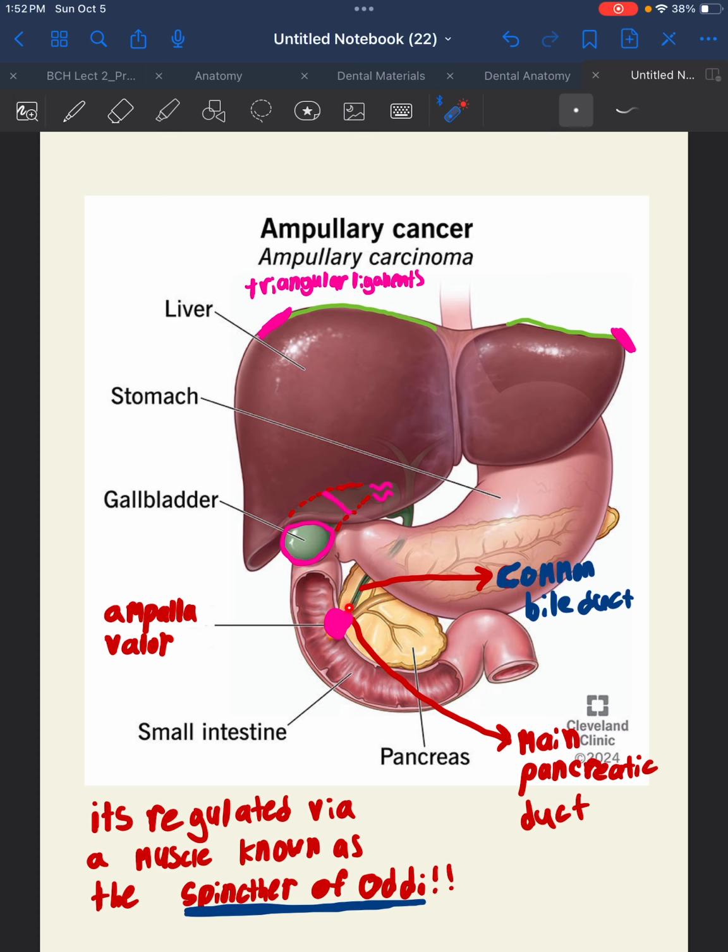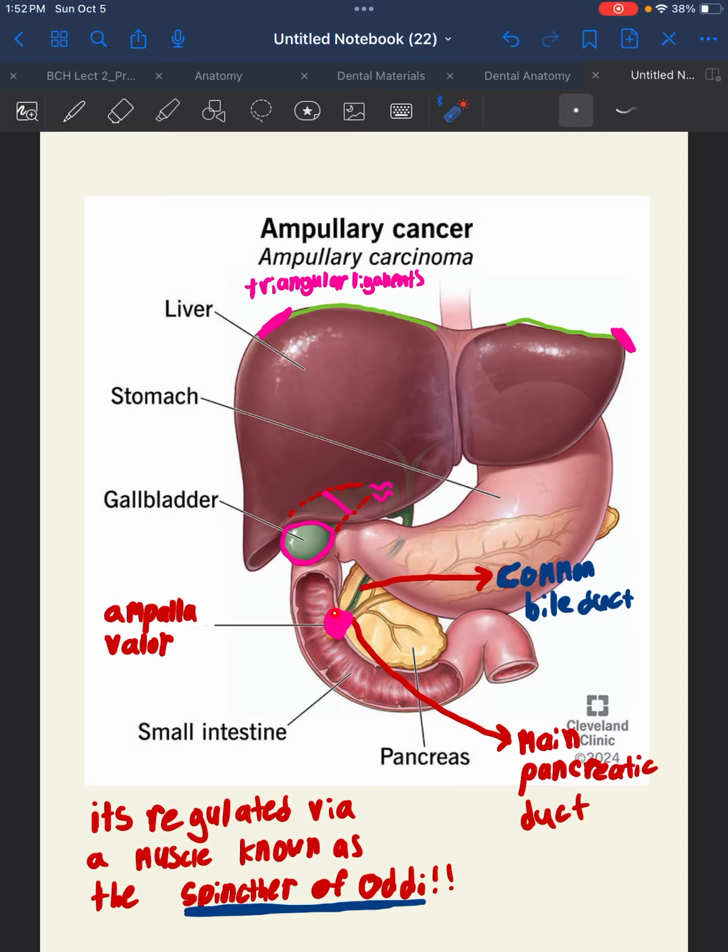Common bile duct will continue to travel down through the pancreas. It will actually meet up with the main pancreatic duct right here, and they meet at the ampulla of Vater, and then they are released through an opening in the descending duodenum known as the duodenal papilla. This is the major duodenal papilla, and the duodenal papillae are maintained and monitored via a musculature system known as the sphincter of Oddi. So the sphincter of Oddi, when it contracts, closes the duodenal papilla so that the bile and enzymes from the main pancreatic duct can't enter the descending duodenum.